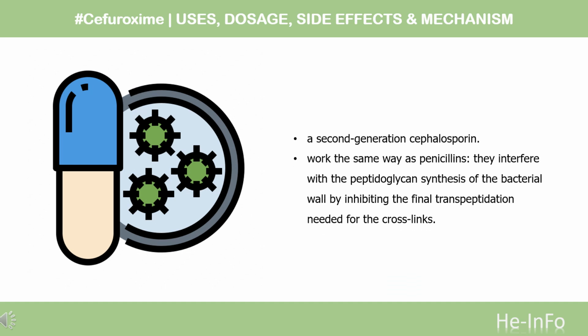Pharmacodynamics. Cefuroxime is a beta-lactam-type antibiotic. More specifically, it is a second-generation cephalosporin. Cephalosporins work the same way as penicillins. They interfere with the peptidoglycan synthesis of the bacterial wall by inhibiting the final transpeptidation for the crosslinks.